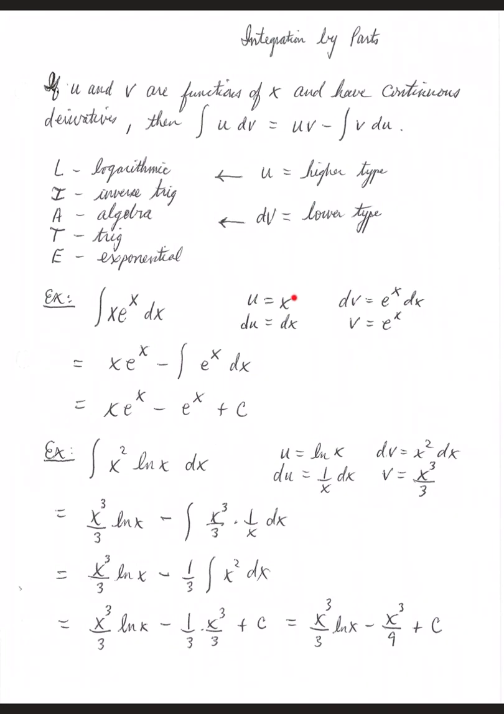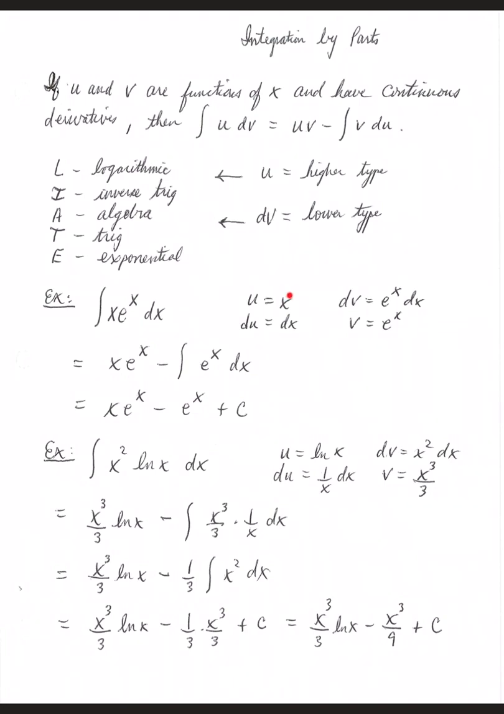If u is x, then du is dx. If dv is e to the x dx, then its antiderivative is e to the x. So you'll take the derivative of whatever you assign to u and the antiderivative of whatever you assign to dv. Once you know u and its derivative, dv and its antiderivative, you go back up here and you follow this expansion.